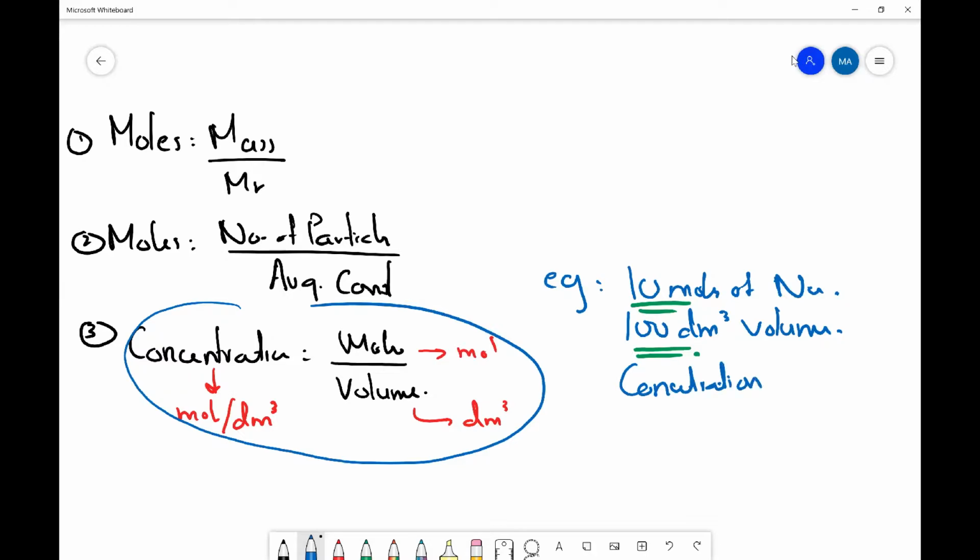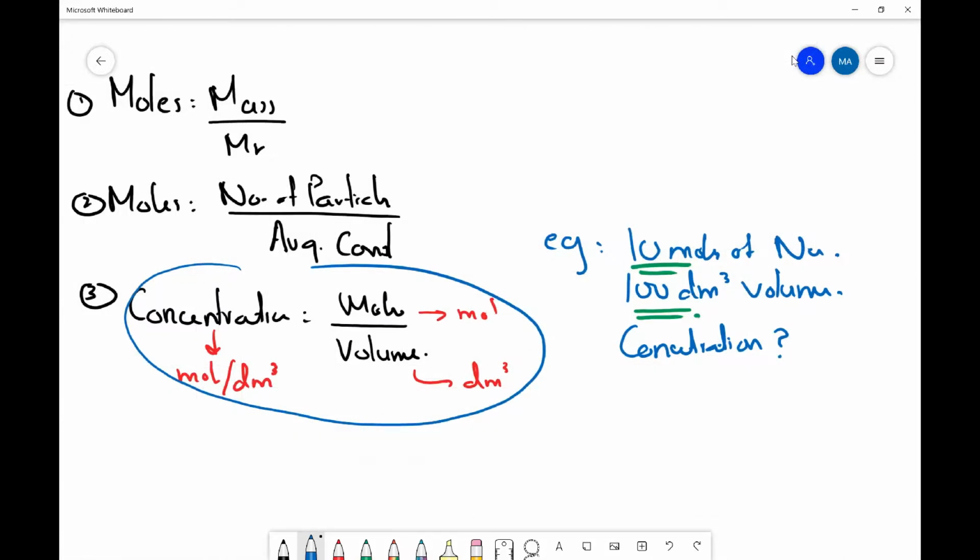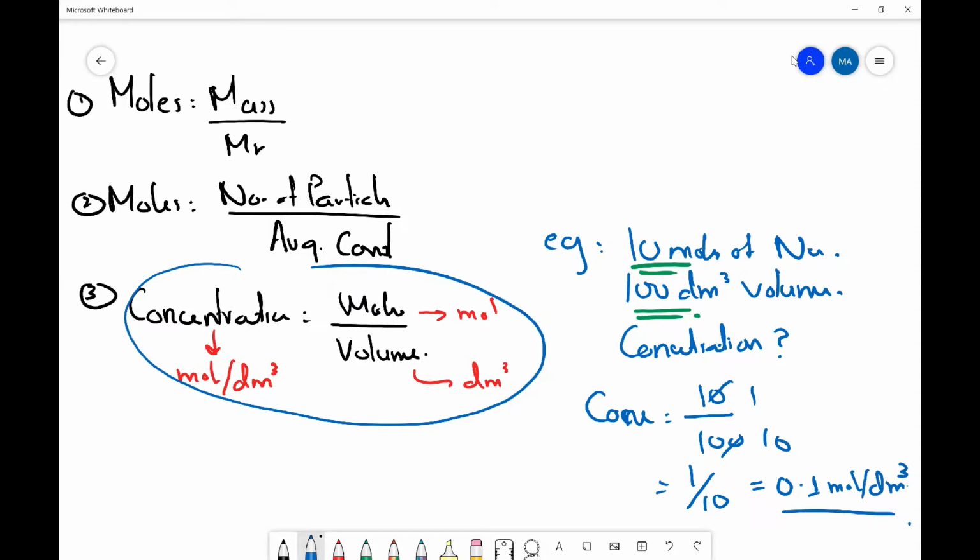So can you use this formula to figure out concentration, Dua? Yes, you'll just have to input the two quantities, right? And you won't even have to convert any units. All of the units are in the appropriate forms. So concentration is equal to moles, 10, over volume, 100. 10 tens are 100. So concentration is equal to 1 by 10, right, in decimal form, 0.1 moles per decimeter cube, right?